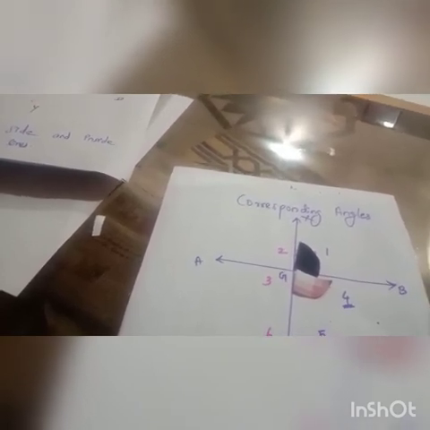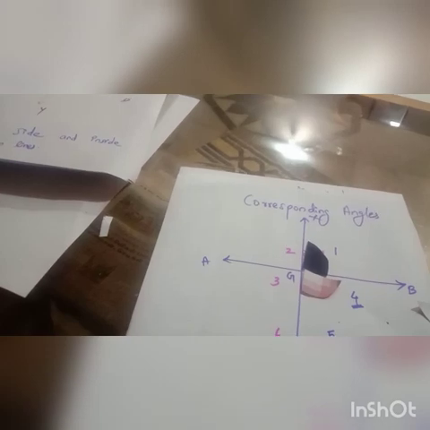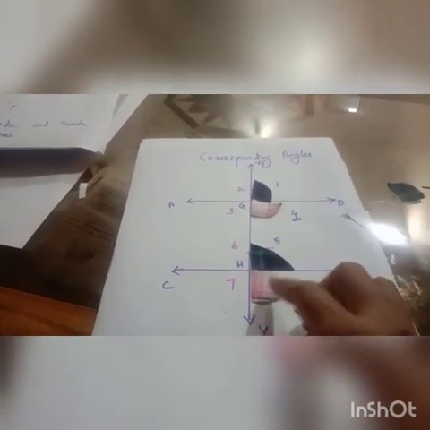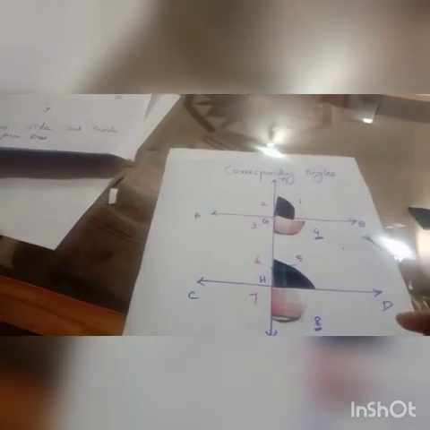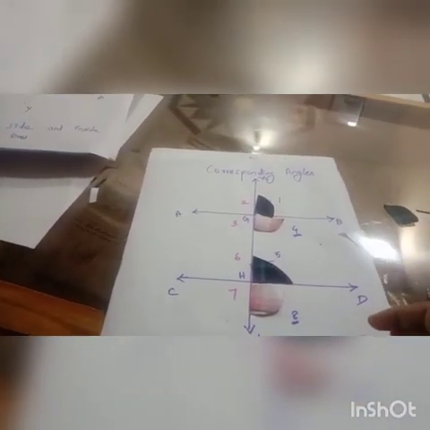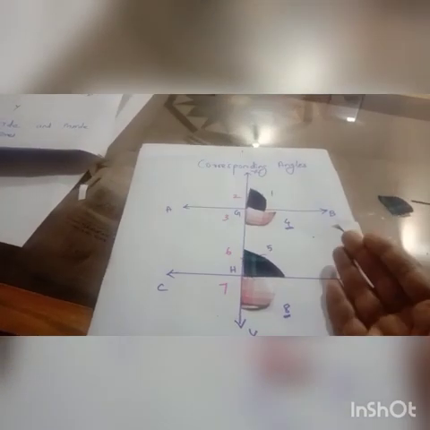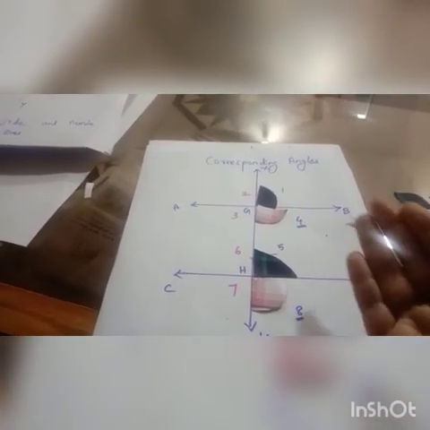Okay, we will see this: angle 4 and angle 8. It is also a corresponding angle, because it is on the same side, the right side, and in the same position, below the line and below the line. So it is called a corresponding angle. Actually, I have said it for the right side. You say it for the left side.